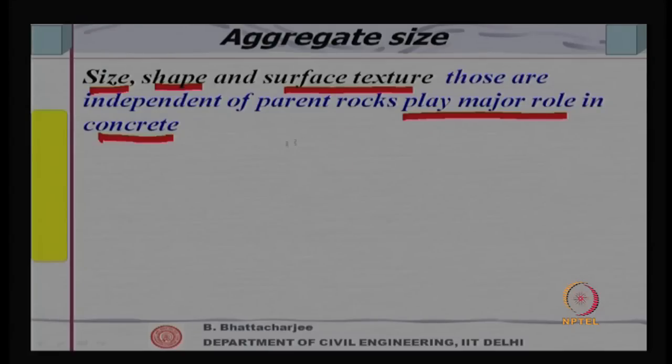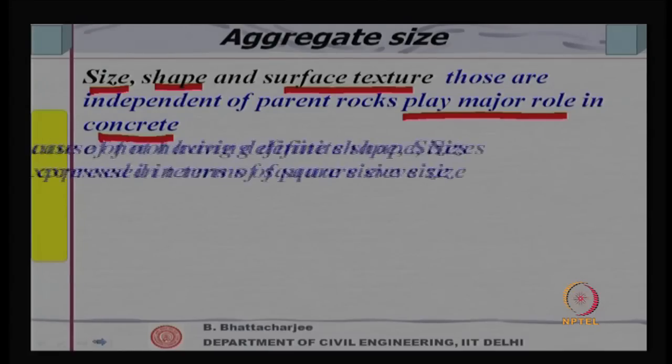But once you get them into appropriate size after crushing, or if it is natural, the shape and the size have a very strong role, and surface structure of course also has a very strong role in concrete.